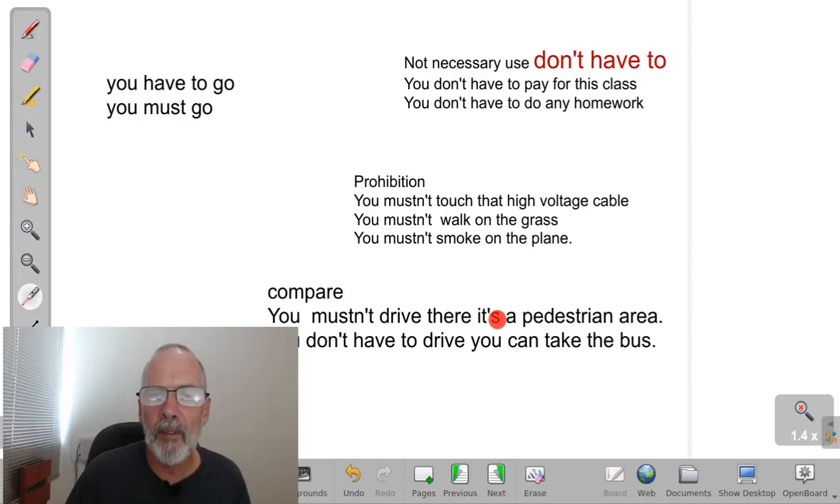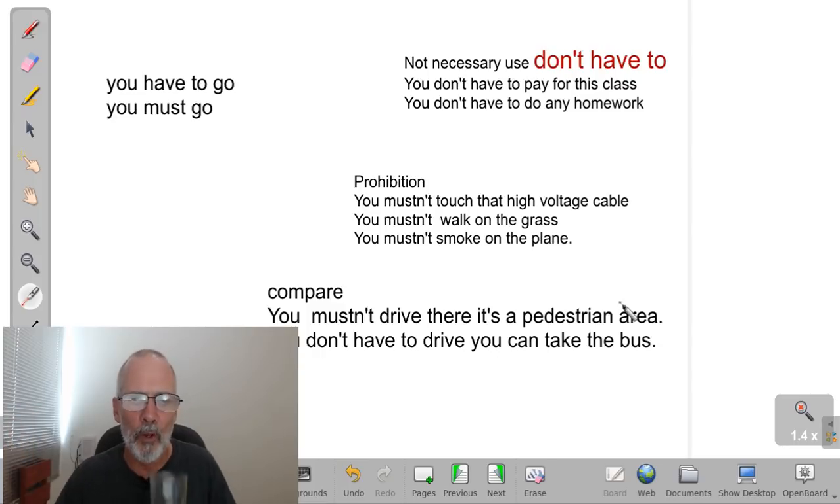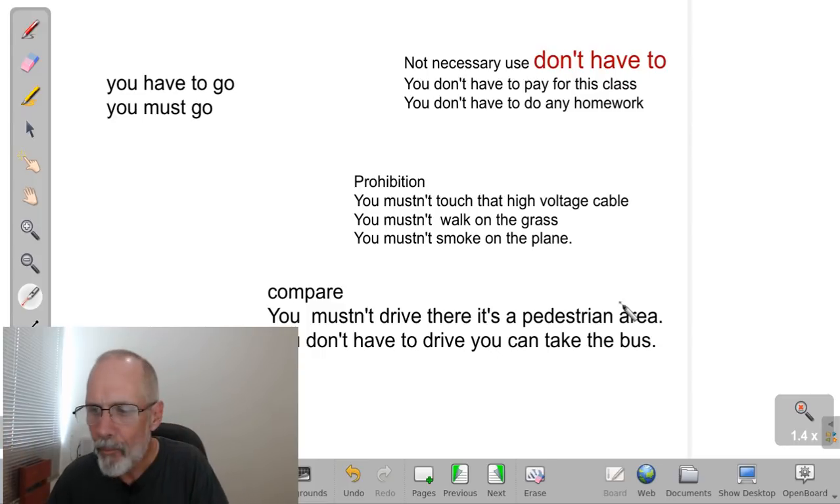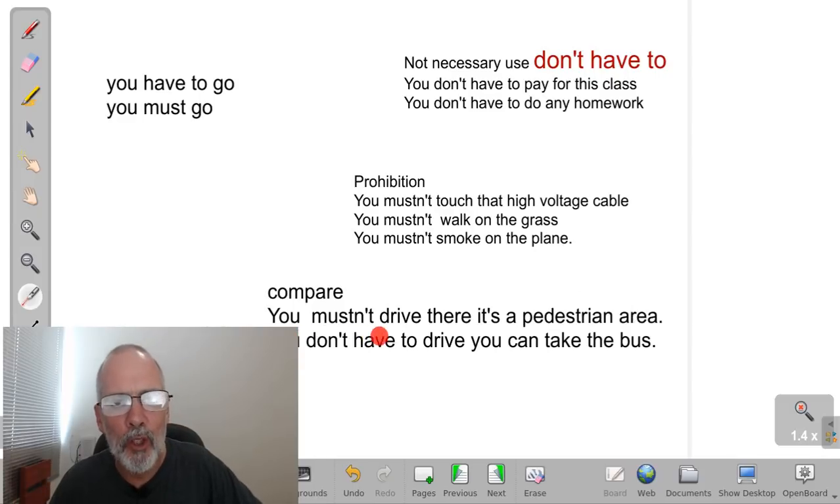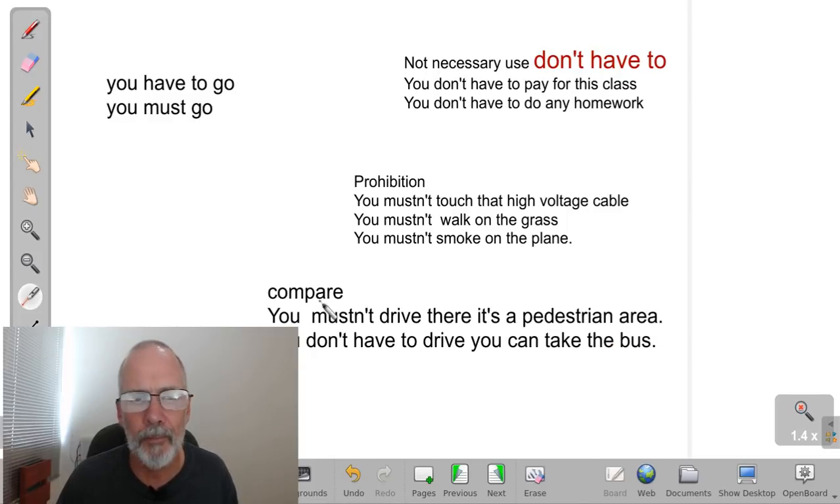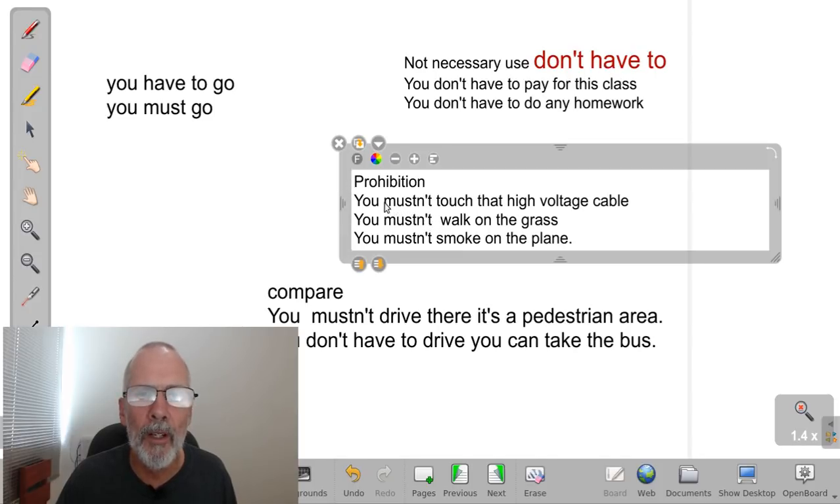You mustn't drive there. It's a pedestrian area. That means it's prohibited to drive in that zone or that area. And the other one, you don't have to drive, you can take the bus. That means it's not necessary for you to drive, but if you want to, you can, but if not, okay, take the bus. So in the positive, very similar, you have to go, you must go, more or less the same meaning, but in the negative, very different. Non-necessity, don't have to, and prohibition, mustn't.